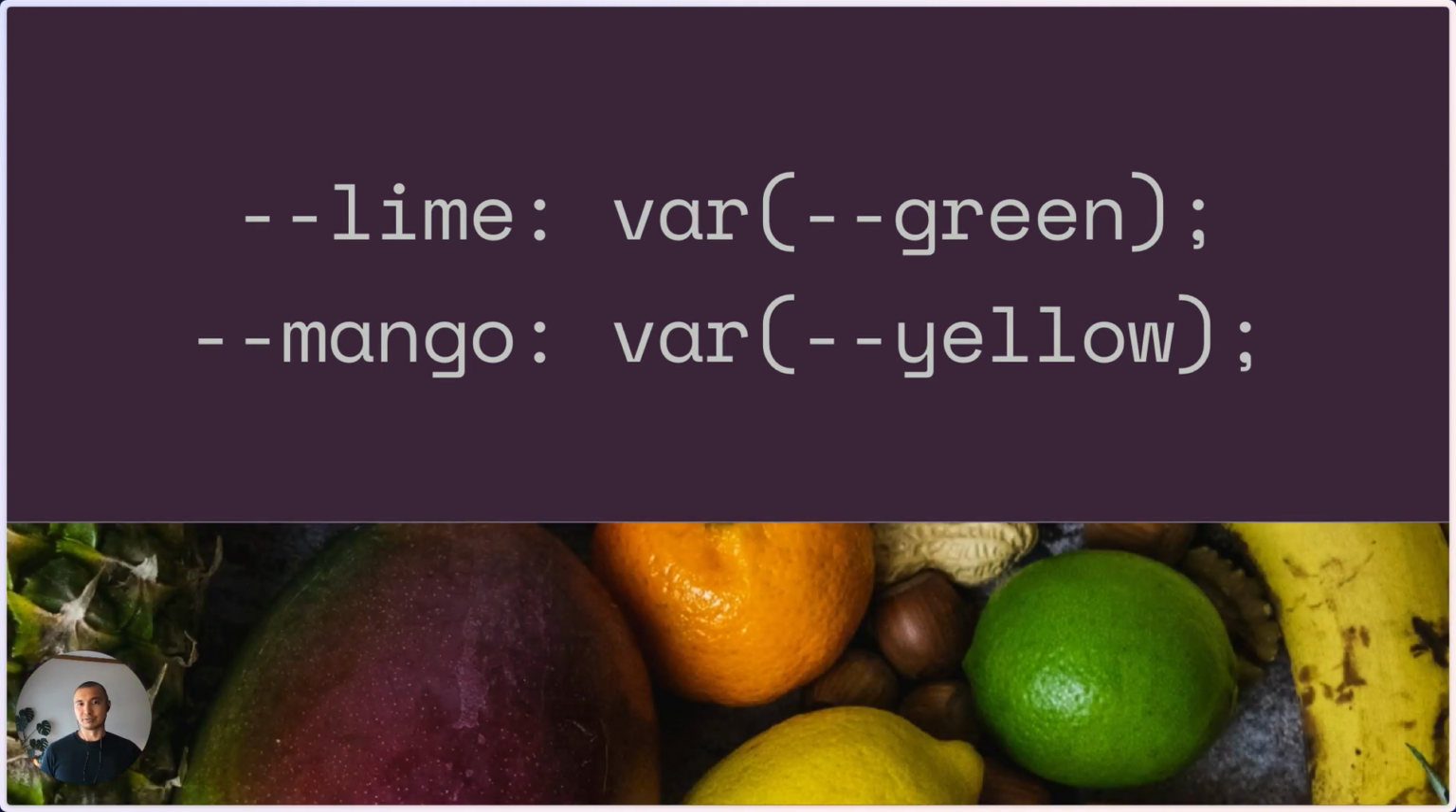Let's say you're the owner of a small gelato business. We can create design tokens that represent your gelato flavors for your web presence. Lime is green and mango is yellow. It all starts with a simple variable or a simple fruit that creates some delicious gelato.